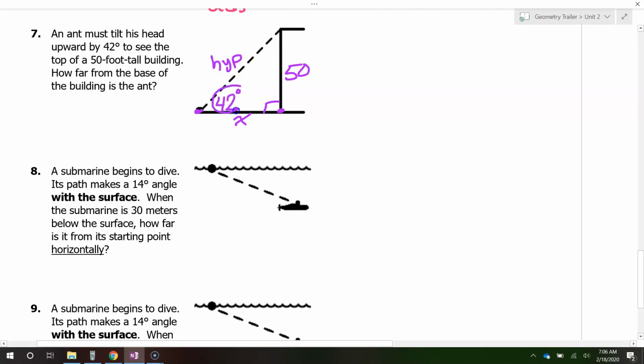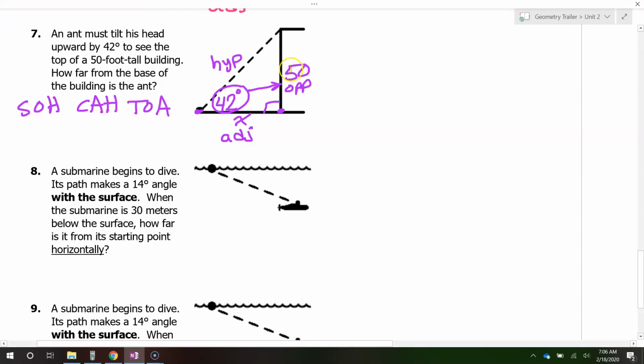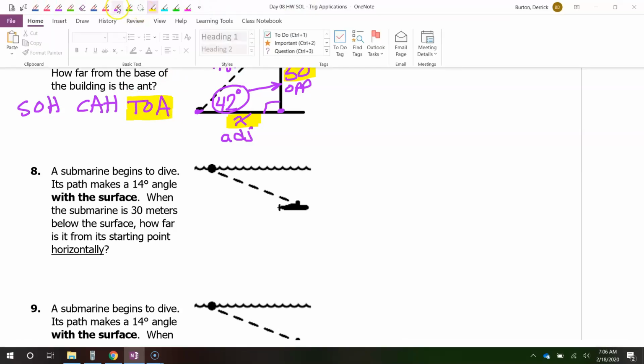If I circle the angle that I'm given and draw an arrow, that will indicate the opposite side. The other side is the adjacent side. I'm going to write Sohcahtoa, and then think about which one I'm going to use. I'm looking at the sides, and I see that I'm given this 50, and I'm looking for this x. That is opposite and adjacent. So here's the O and the A. Here's the opposite and adjacent. So I'm going to use the tangent function.